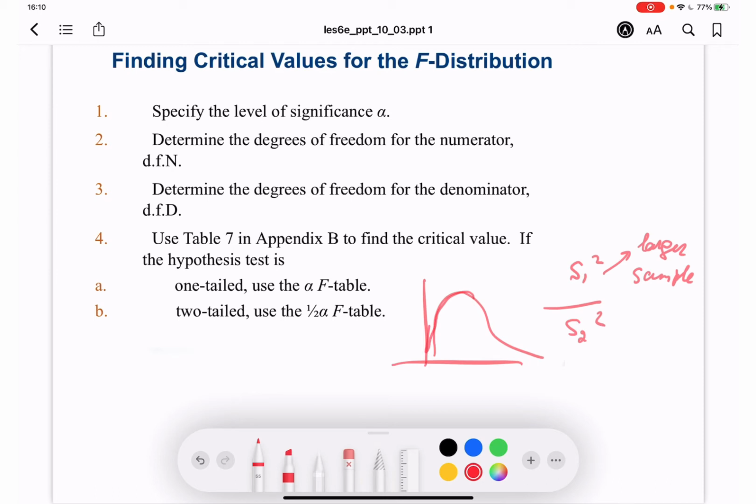This is why we always make sure that we get a right-tailed test, and we will get a right-tailed test if the numerator is greater than the denominator. Okay.